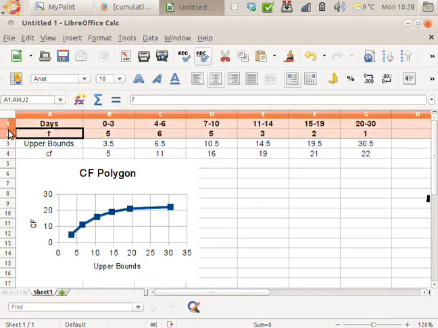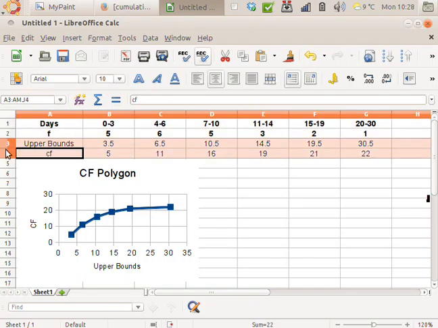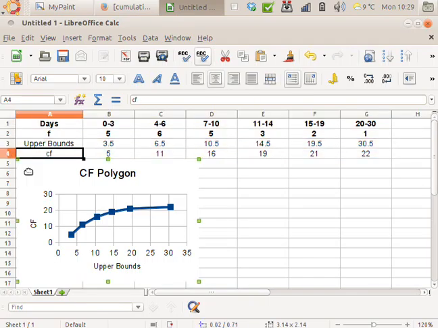So these two here were given in the question. We found the cumulative frequency table and then we drew its polygon there.